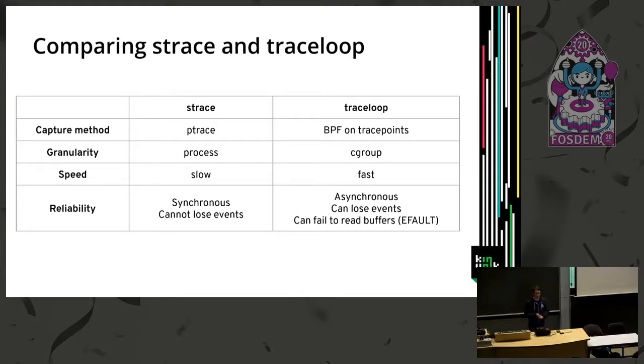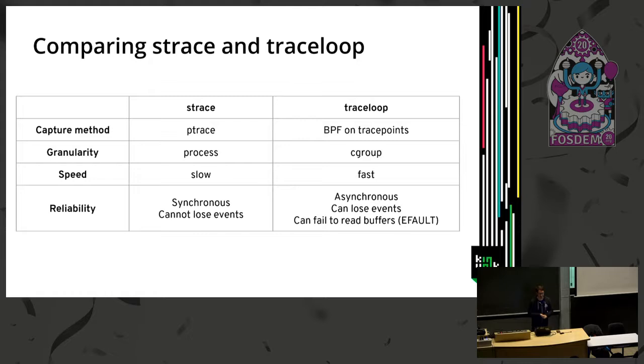So here I compare Strace and Traceloop. That works differently. Strace uses ptrace. The granularity is one process, or several processes. And Traceloop works with BPF on trace points. The granularity is cgroup, so I can select the cgroup where I will get the traces. Strace is kind of slow. You cannot really use it for all the processes for everything. But Traceloop is fast because we don't actually read the system call events. Only when something crashes or when the user asks for it, we get the last system calls.